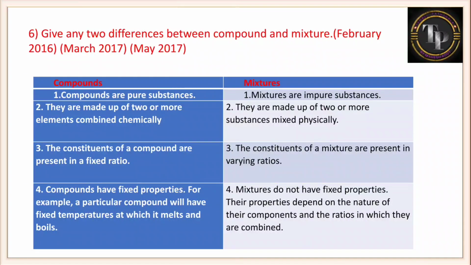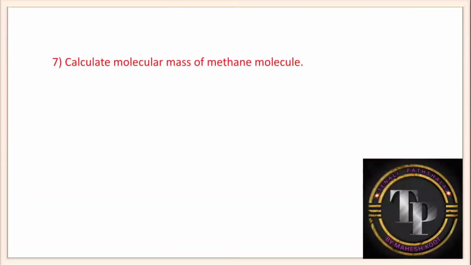This question is also very important, guys. So see properly. Calculate the molecular mass of the methane molecule. You know what is the molecular formula of methane? CH4. What is the weight of carbon? 12. How many carbons are there? 1, plus. How many hydrogens are there? 4 into the weight of hydrogen, 1. So you will get 12 into 1, 12, plus 4 into 1, 4, total 16.